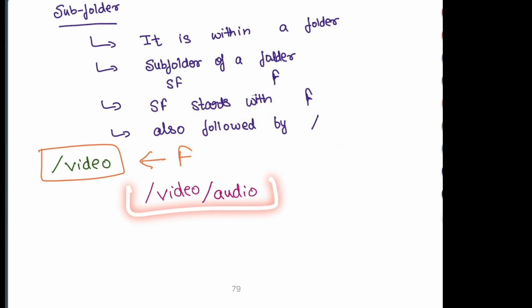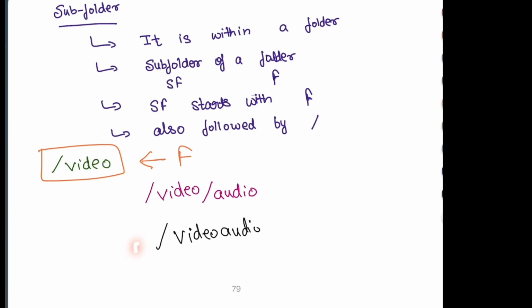So this subfolder started with the folder path slash video, then followed by a forward slash, and then you have this subfolder name or subfolder path or the subfolder. So basically this is a valid subfolder, but let us say there is another path. There is another path called slash video audio.